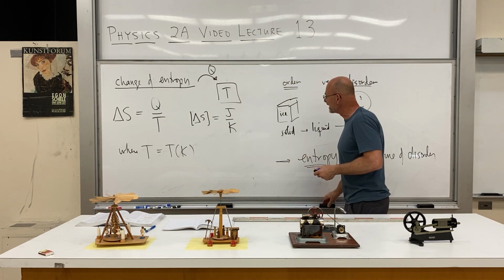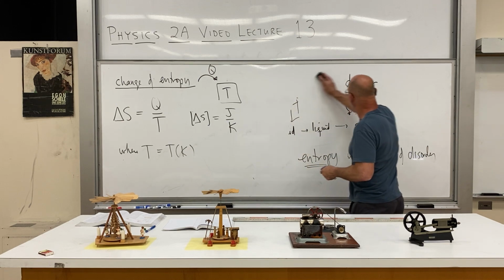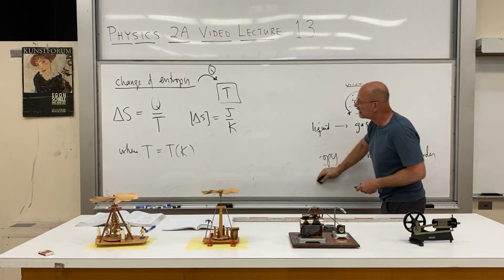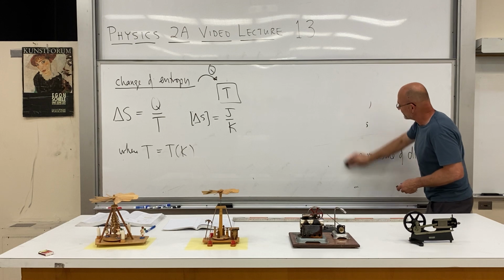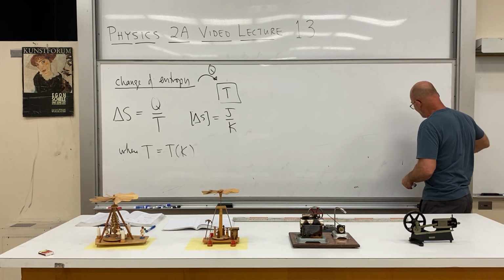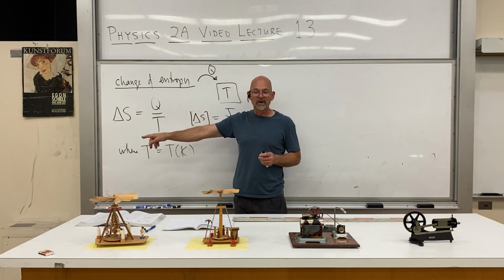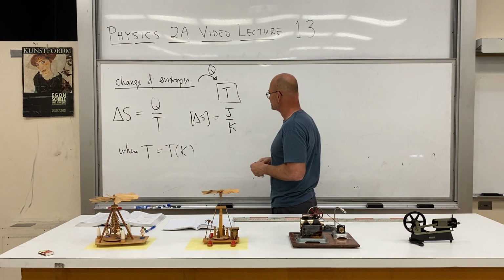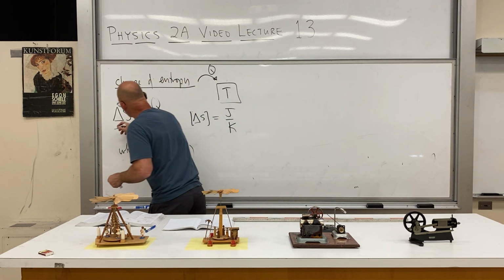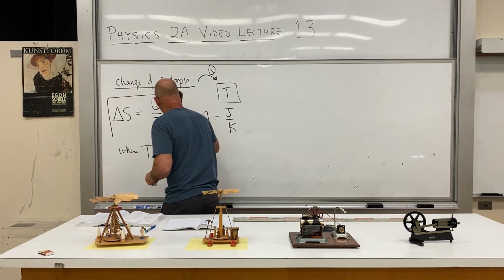Okay, so now let's give an example of this. You can say this is the energy that flowed in divided by the temperature at which it happened. Okay. So I'll put a box around here, and then I'll give an example.